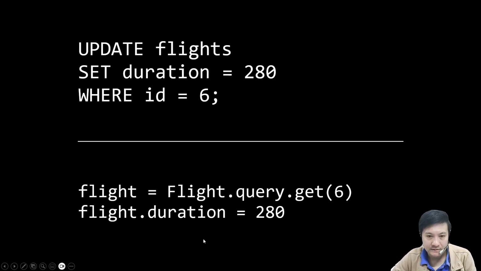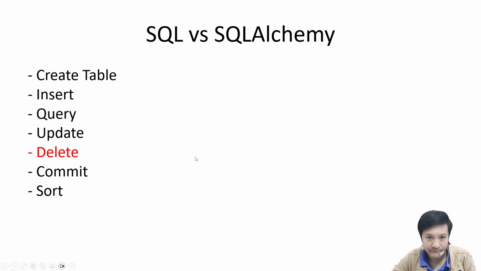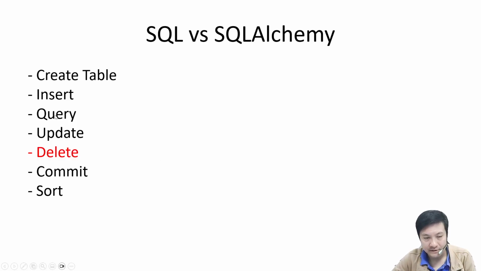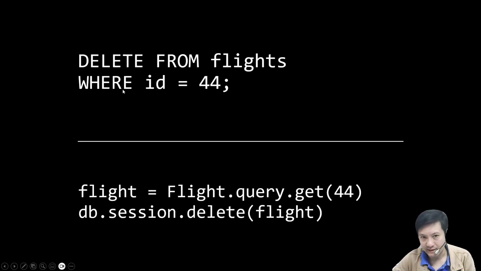And here is the flight run, and then you just modify the flight, get it out, and then set it to a longer time, and then finally it will generate a SQL statement to the database. But here it is not yet saved to the database. We need to commit it. Finally, the last action is delete. Delete is simple. You just get the object out and then call the delete. It will delete, but remember, this will delete in the memory, not yet in the database.